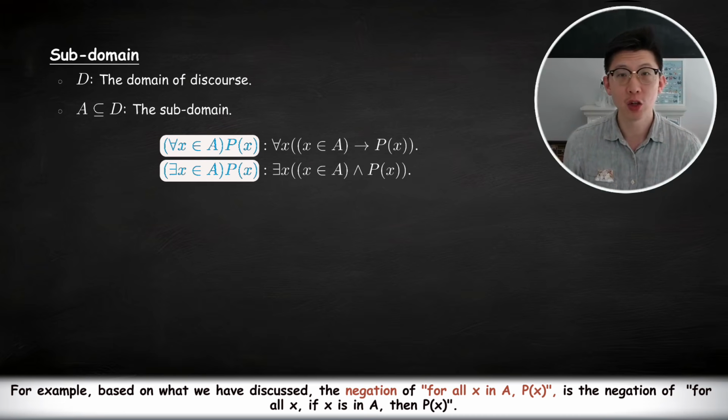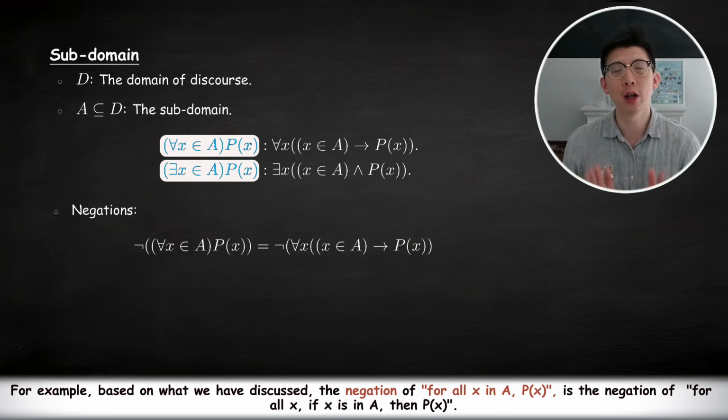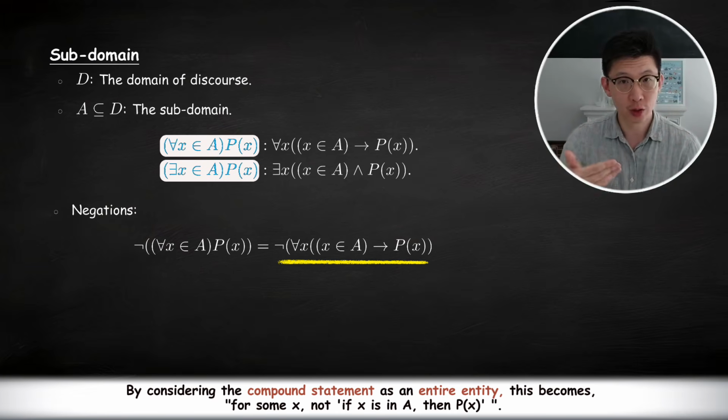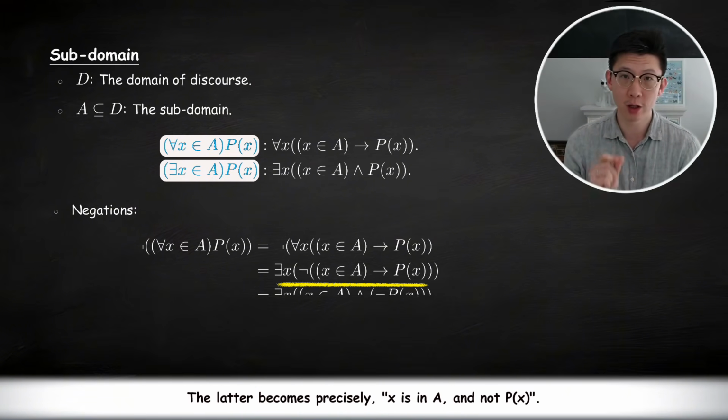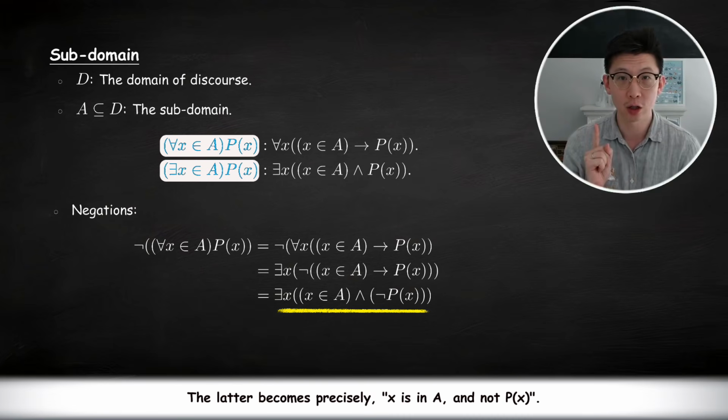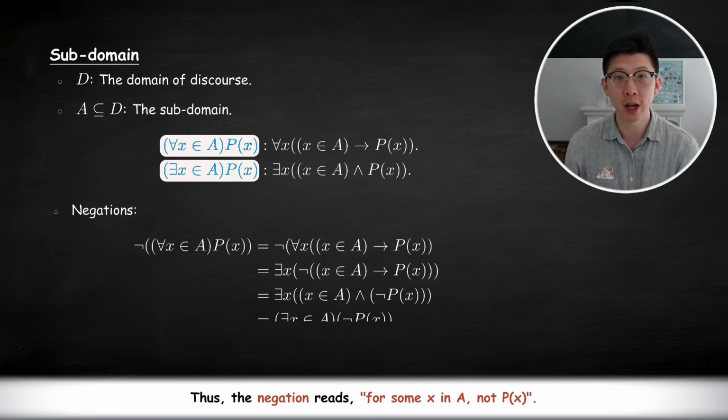With these definitions, it is also straightforward to figure out what their negations are. For example, based on what we have discussed, the negation of "for all x in A, Px" is the negation of "for all x, if x is in A, then Px." By considering the compound statement as an entire quantity, this becomes "for some x, not if x is in A, then Px." The latter becomes precisely "x is in A and not Px." Thus, the negation reads "for some x in A, not Px."